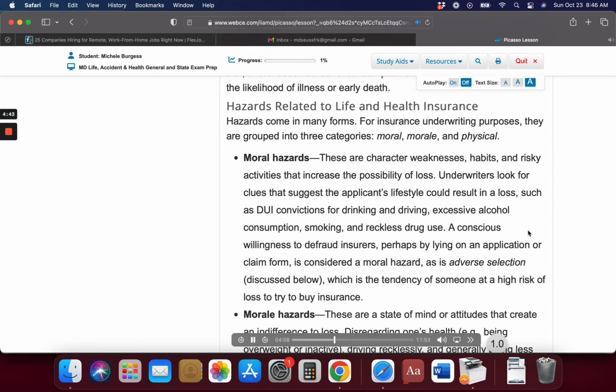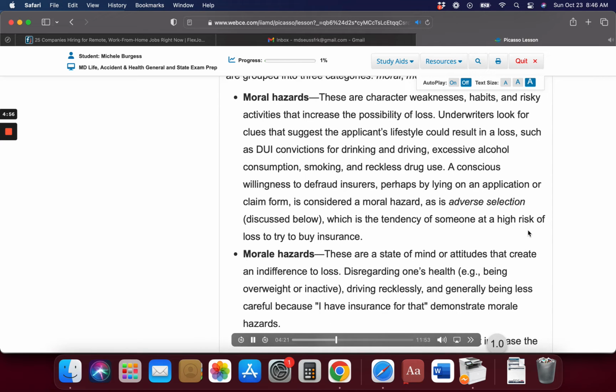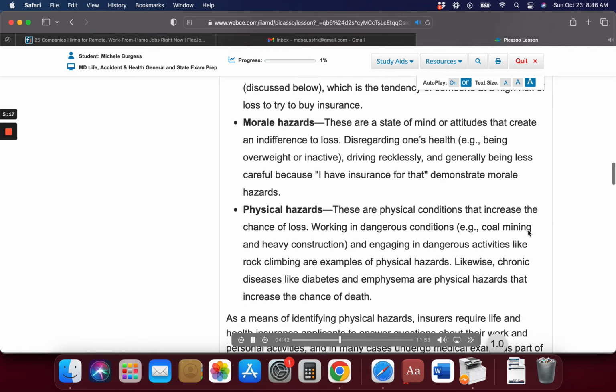Moral hazards. These are character weaknesses, habits, and risky activities that increase the possibility of loss. Underwriters look for clues that suggest the applicant's lifestyle could result in a loss, such as DUI convictions for drinking and driving, excessive alcohol consumption, smoking, and reckless drug use. A conscious willingness to defraud insurers, perhaps by lying on an application or claim form, is considered a moral hazard, as is adverse selection, discussed below, which is the tendency of someone at a high risk of loss to try to buy insurance.